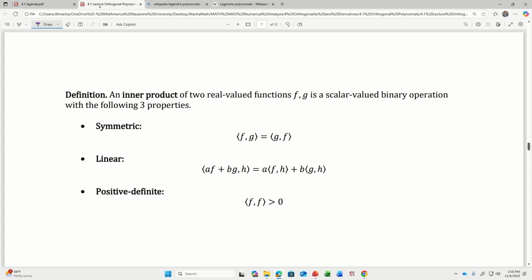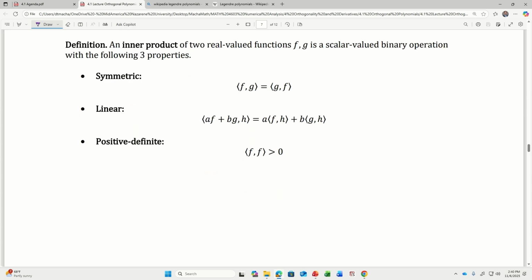Okay, so like I said, there's more than one inner product. We're talking about the typical inner product, but you can define an infinite number of different inner products, and this is what it means to be an inner product in mathematics. It has to be symmetric, which means the inner product of f and g is equal to the inner product of g and f. It doesn't matter the order. This is a commutative operation.